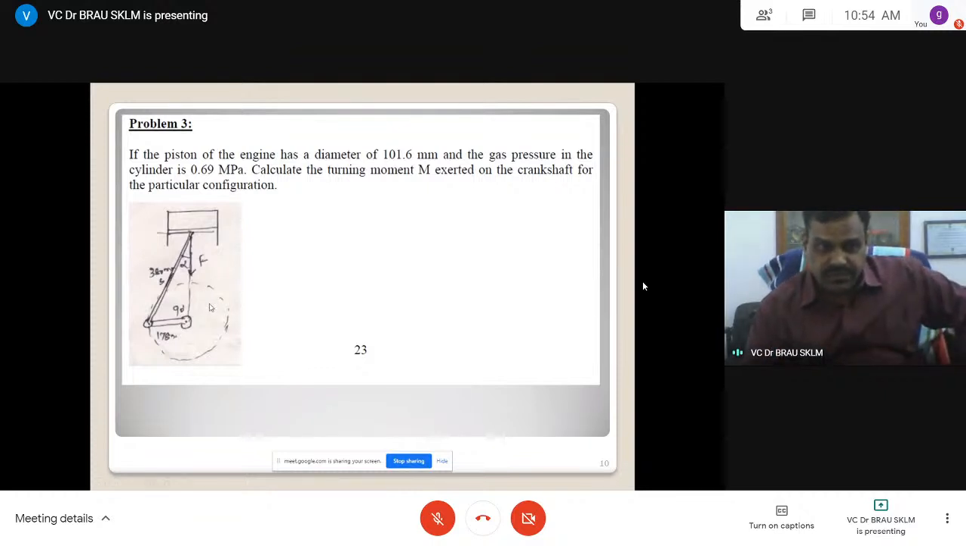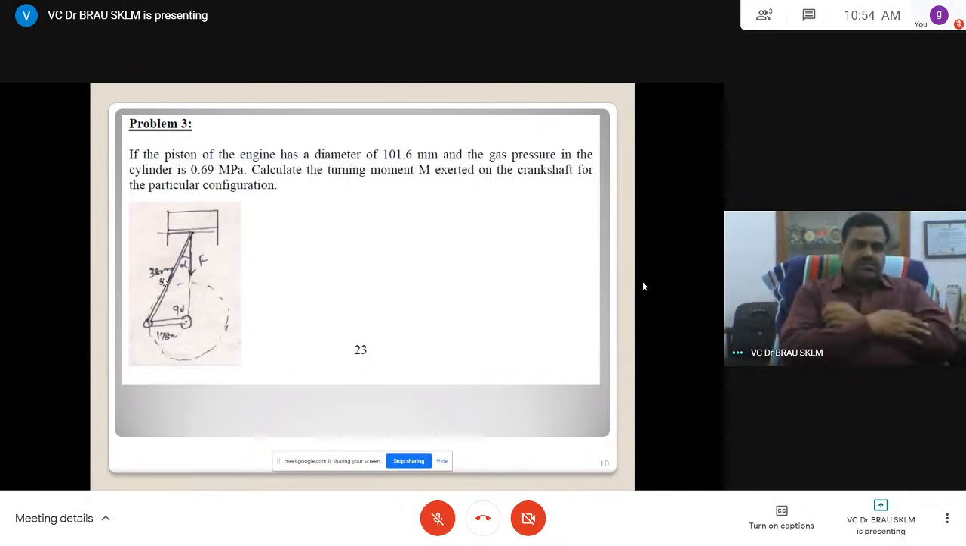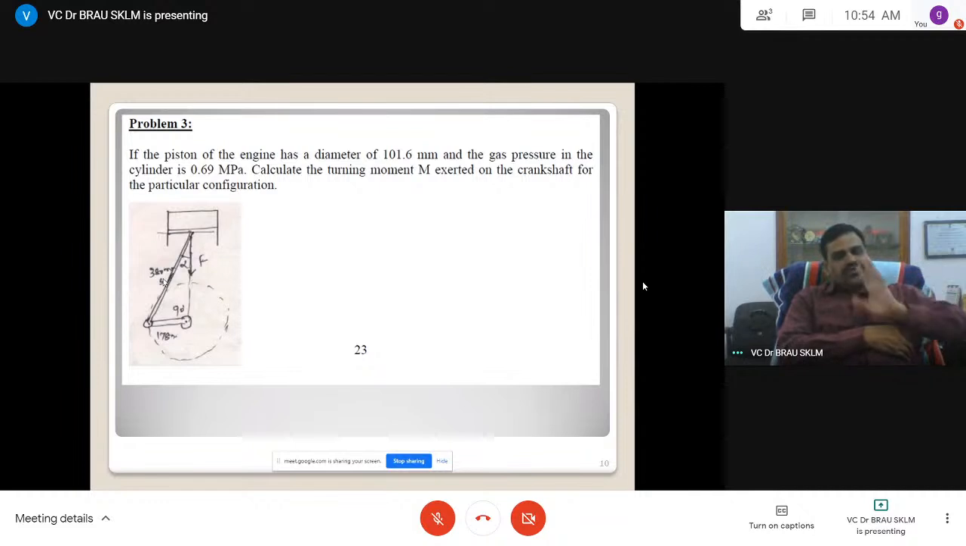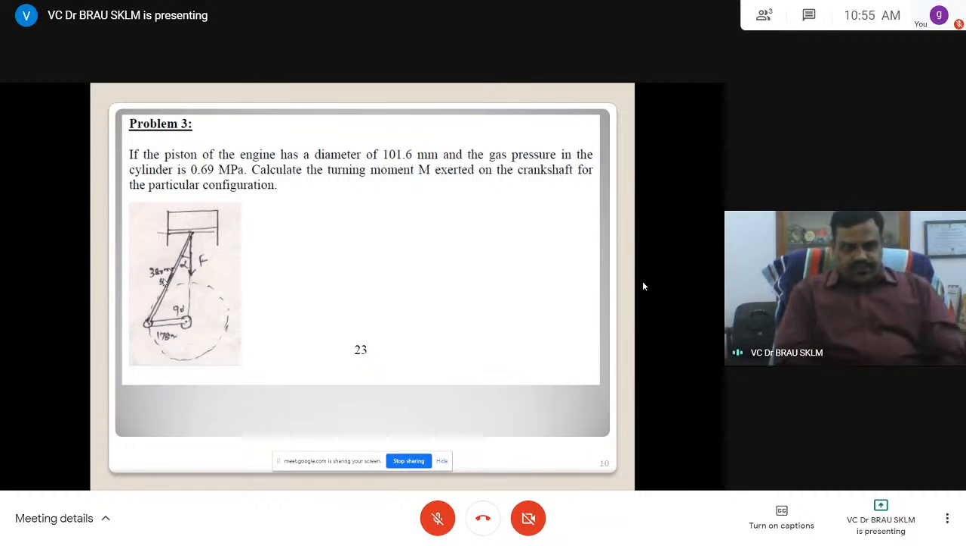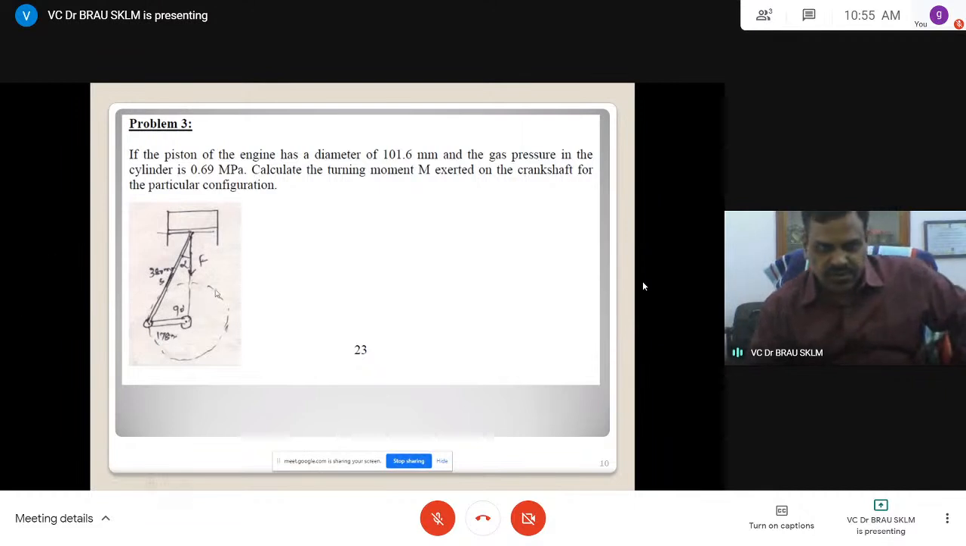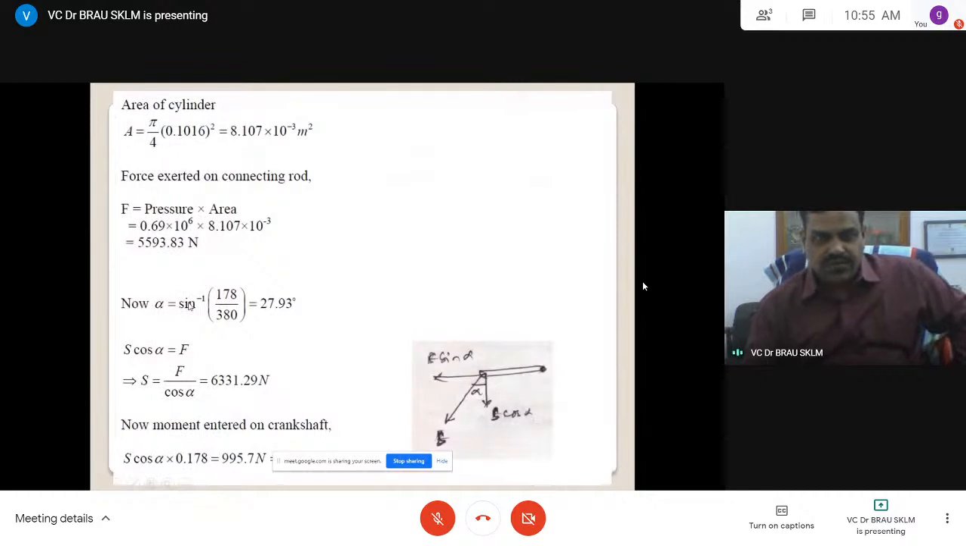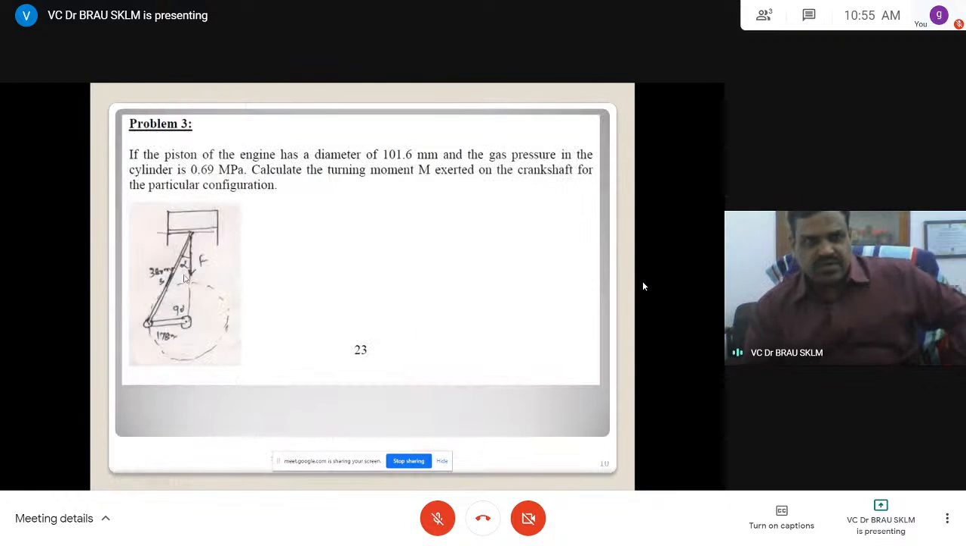Here the force is P. This is 170, this is 380 mm, it is 90 degrees, it is making an alpha, it is S and F, the forces. If a piston is moving up and down, that is what is the motion. Now let us see if you can consider the area of the cylinder is pi by 4 d square. Force exerted on the connecting rod. This is the connecting rod.